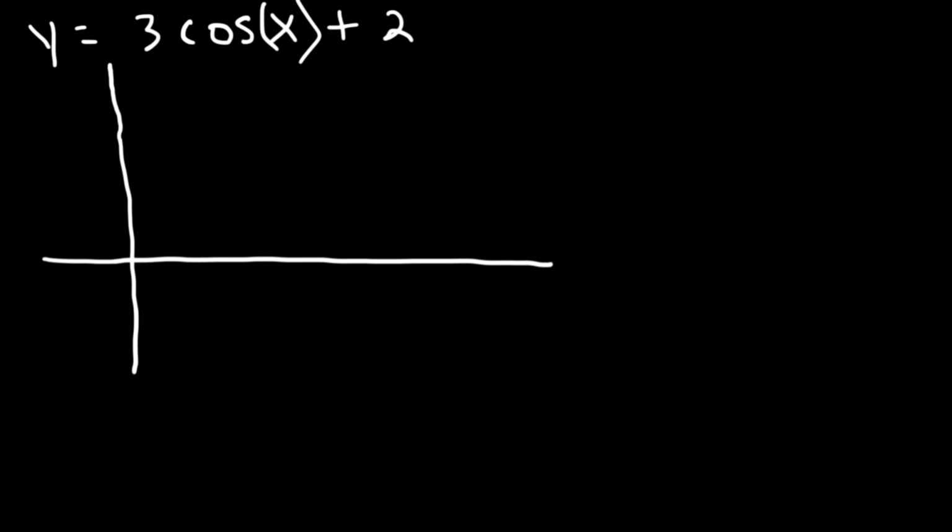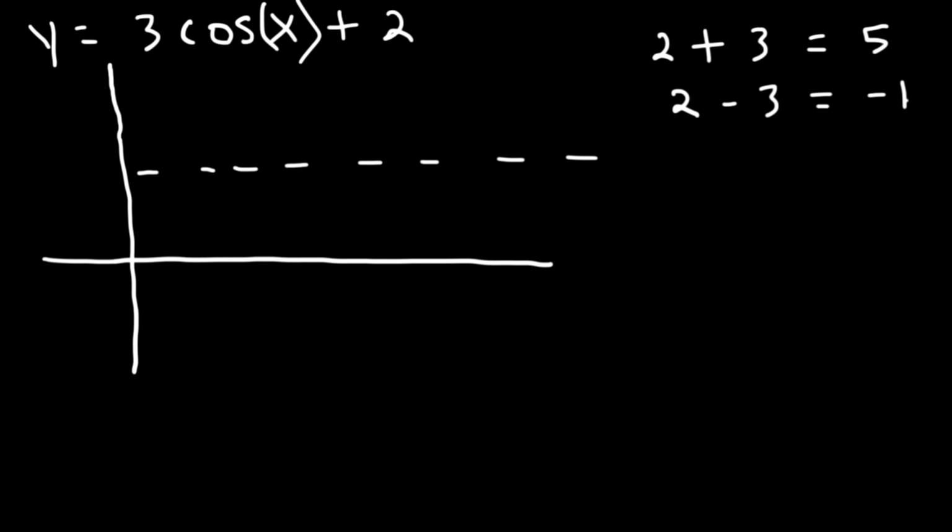So you can do it in any number of different ways. We can start with the vertical shift. So the graph is going to start 2 units above the x-axis. Now, to find the upper limit, or the highest y value, start with the vertical shift, which is 2, and then add the amplitude to it. 2 plus 3 is 5. To find the lower part, or the lowest y value, it's going to be 2 minus 3, which is negative 1.